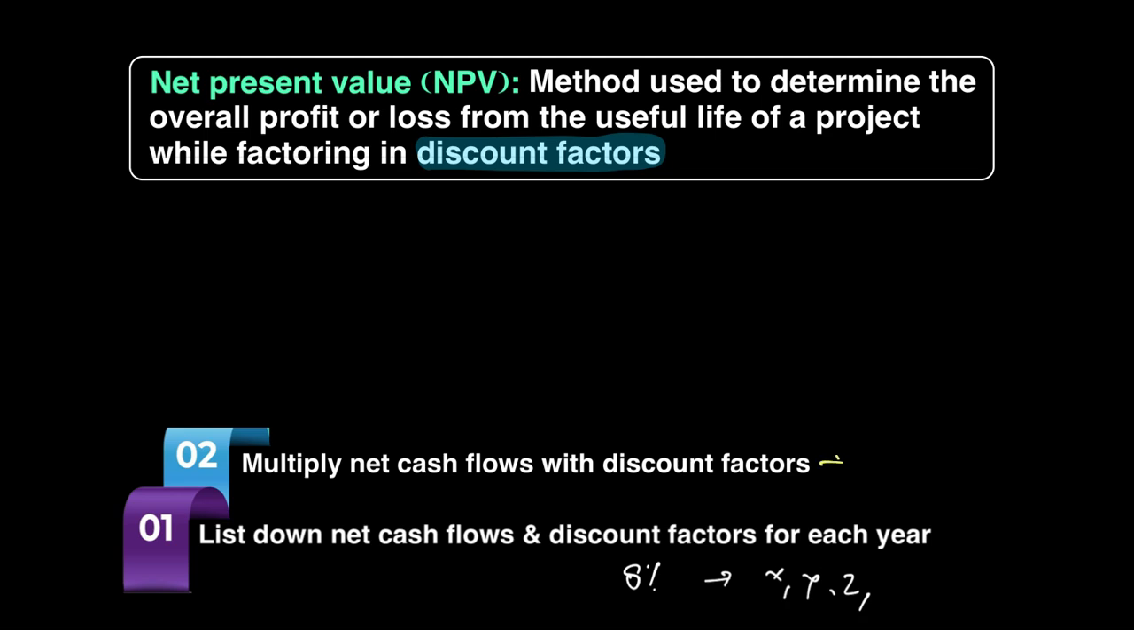So the answer to this, what we're looking for, is called discounted. Let's go with CF for cash flow.